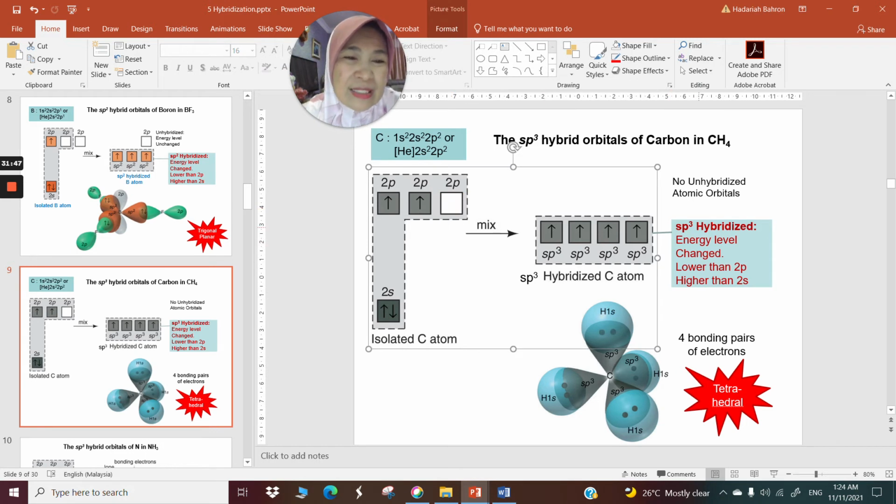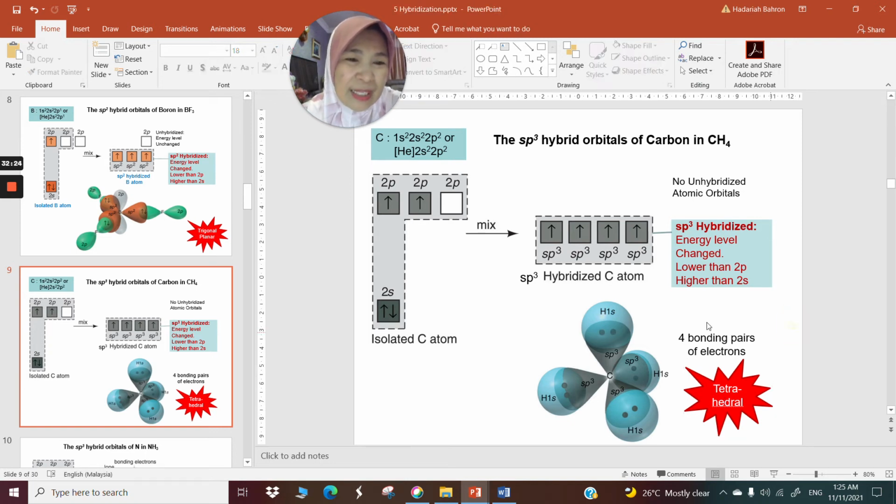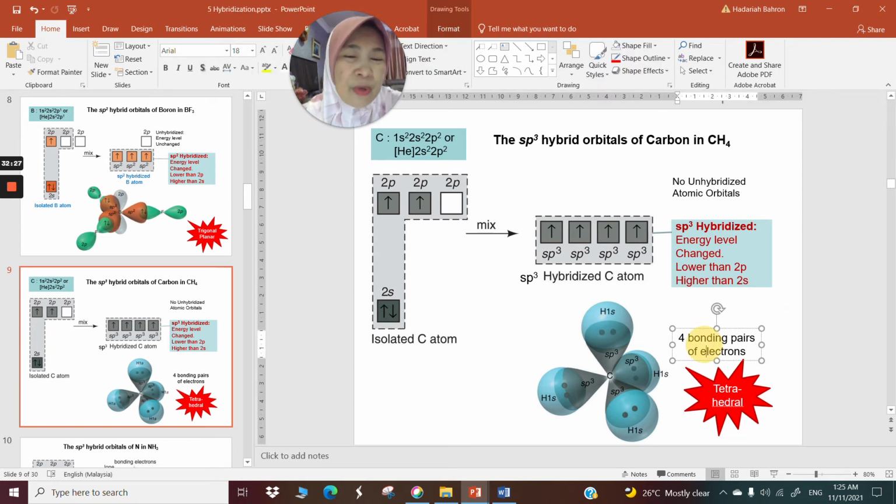So you have sp3. Now remember, sp3 will always be tetrahedral. Okay, repeat. What is the hybridization of a linear geometry? I hope you answer sp. What is the hybridization of a trigonal planar geometry? It is sp2. What about sp3? What is the geometry of sp3? It is always tetrahedral. And it is tetrahedral for methane because for methane you have 4 bonding pairs of electrons.